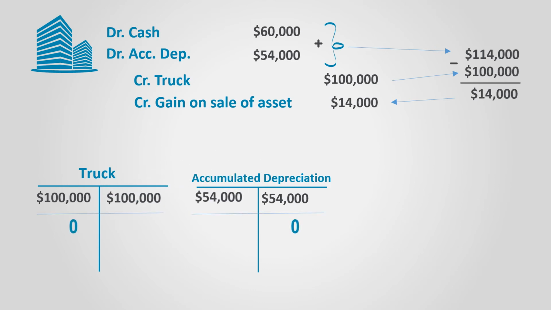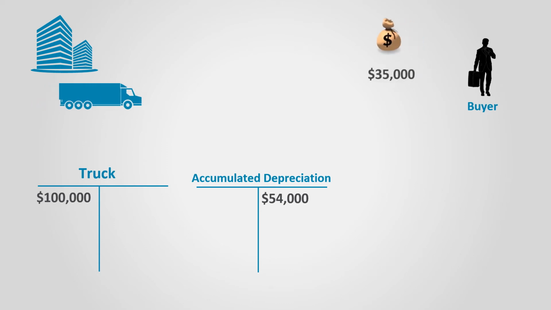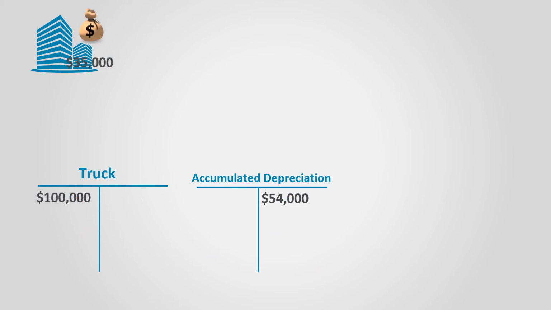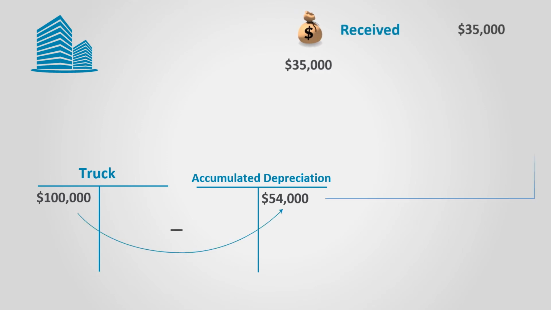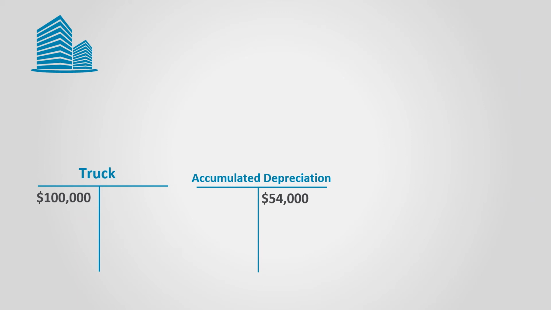Let us now assume that the buyer offered to pay only $35,000 to purchase the truck. The company accepts and receives the $35,000 and delivers the truck to the buyer. The truck does not exist in the company anymore, and hence its accounts, which are both the truck account and its accumulated depreciation, should be closed. To understand whether the company made a gain or loss from such a transaction, let's see what happened. The company received $35,000, while the net book value of the truck is $46,000. Accordingly, the amount received is less than the book value, which means that the company had a loss of $11,000.